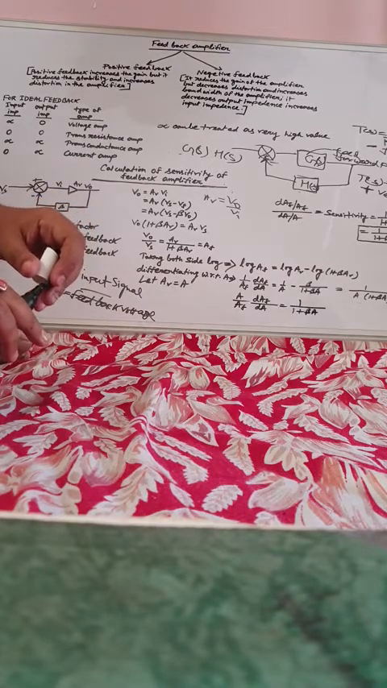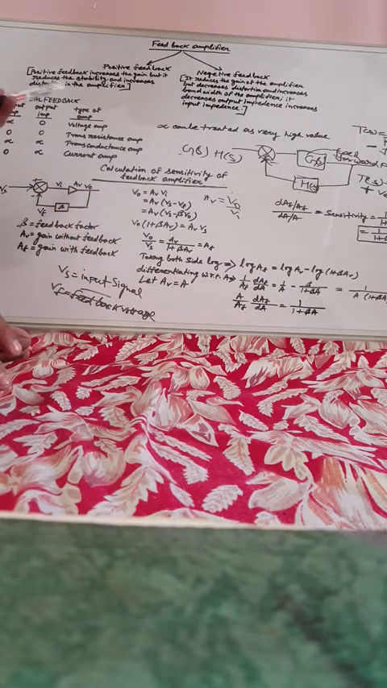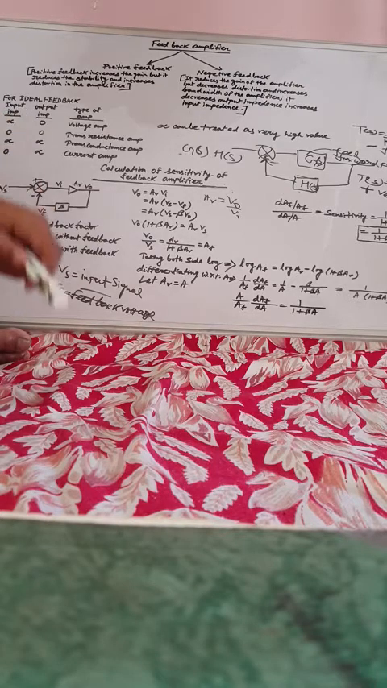So basically, there are 4 types of topologies in your syllabus: voltage series, voltage shunt, current series, current shunt. In all the cases, we are assuming ideal feedback. For voltage series, input impedance is infinite, output impedance is 0. For voltage shunt, input impedance is 0, output impedance is 0. For current series, input impedance is infinite, output impedance is infinite. For current shunt, input impedance is 0, output impedance is infinite in case of ideal feedback.